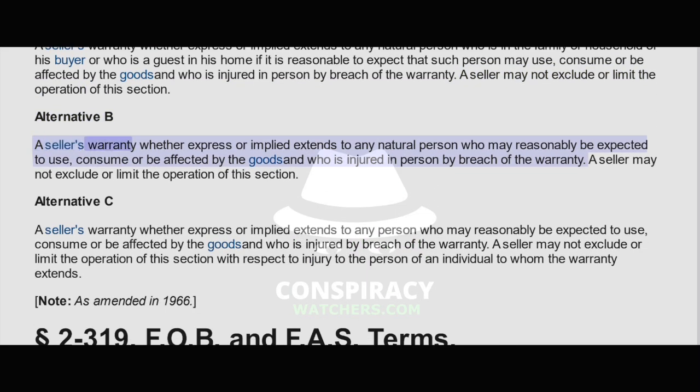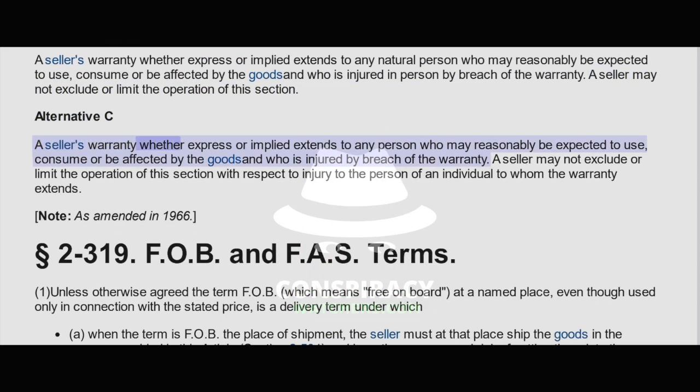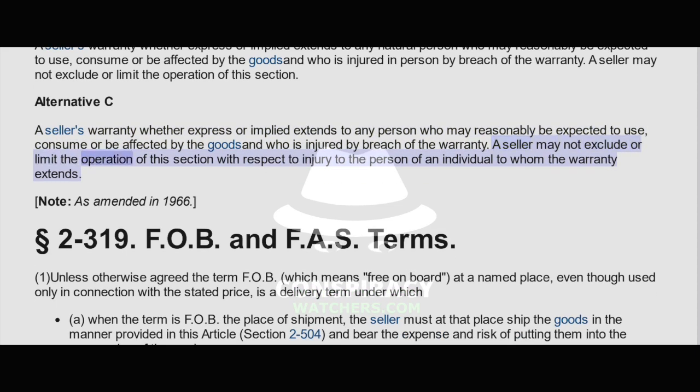Alternative B. A seller's warranty, whether express or implied, extends to any natural person who may reasonably be expected to use, consume or be affected by the goods and who is injured in person by breach of the warranty. A seller may not exclude or limit the operation of this section. Alternative C. A seller's warranty, whether express or implied, extends to any person who may reasonably be expected to use, consume or be affected by the goods and who is injured by breach of the warranty. A seller may not exclude or limit the operation of this section with respect to injury to the person of an individual to whom the warranty extends.